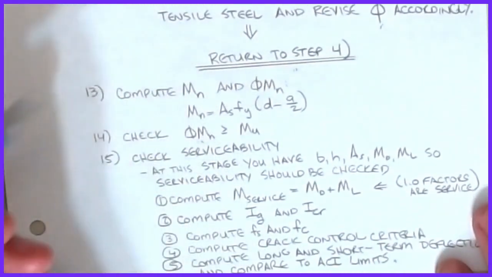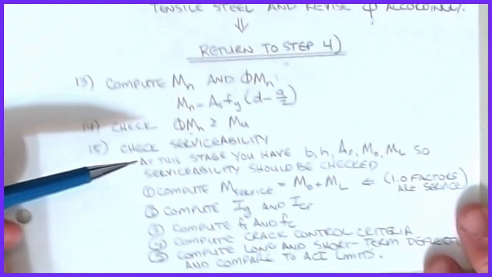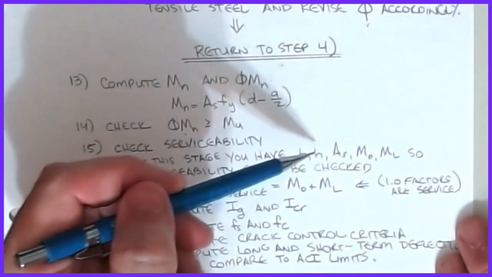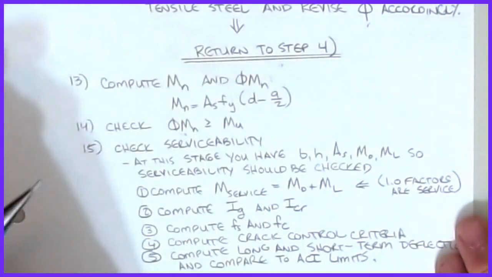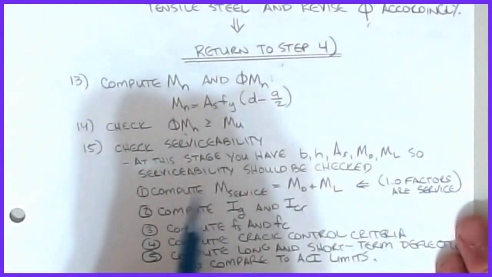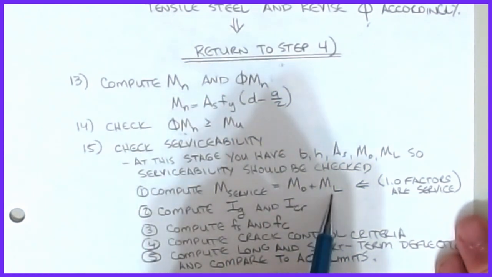Okay. Finally, the last step, and we can't do a lot here, is that we want to check the serviceability. At this stage, you have the width, you have the depth, you have the area of steel, you know your dead load, you know your live load, so serviceability can be checked at this time. Again, we'll have a video on that coming up. We can compute our service moment, which is just M dead plus M live.